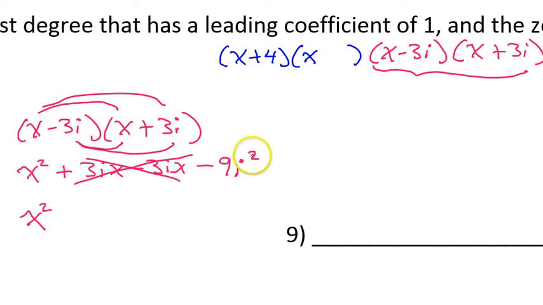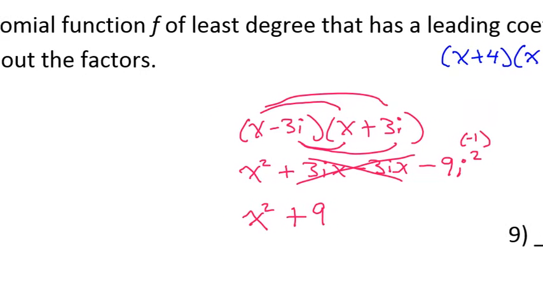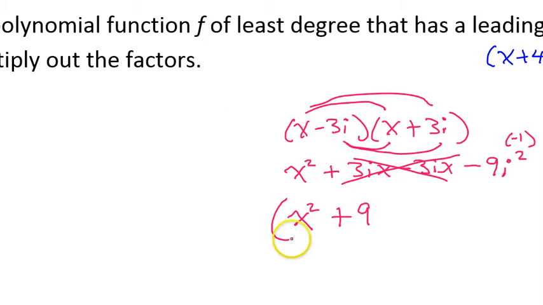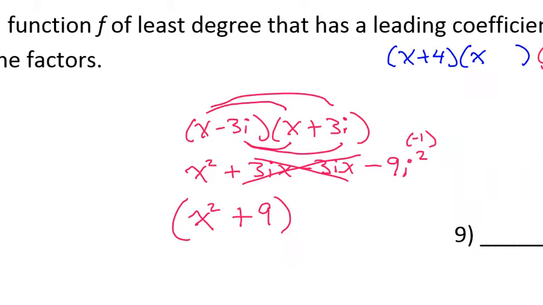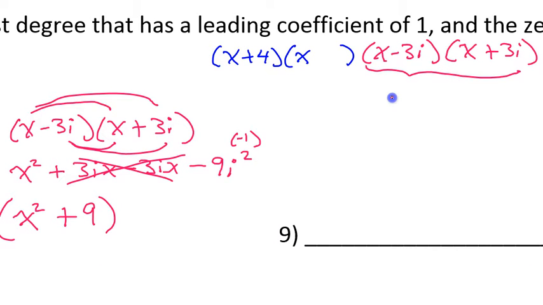Now i squared is negative 1. So this is really negative 9 times negative 1. So that's going to give me a positive 9. Wow, I've seen this like 3 or 4 times on this test, over and over again. Anyway, so I've got x squared plus 9. So that's going to be what you get if you multiply out the pink part.